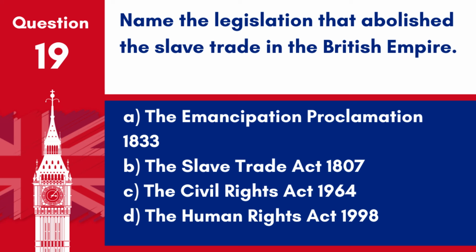Answer: B. The Slave Trade Act 1807. The Slave Trade Act of 1807 abolished the slave trade within the British Empire, marking a significant step towards the eventual abolition of slavery itself.